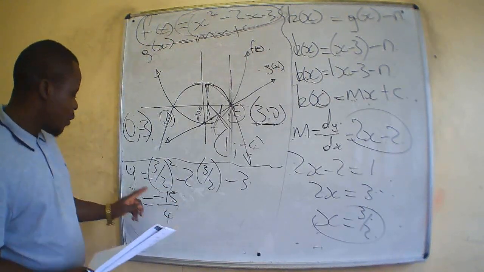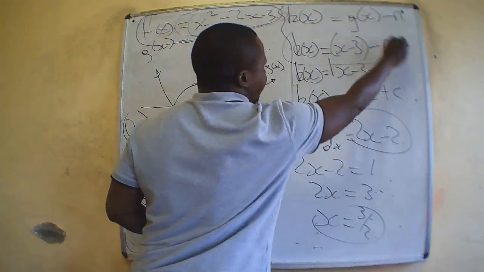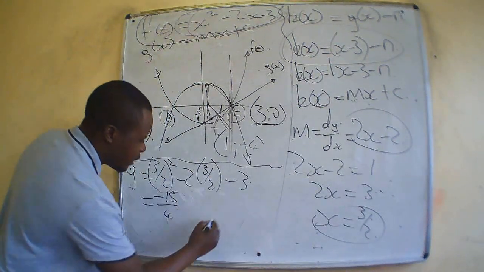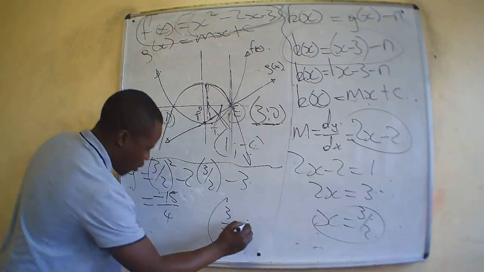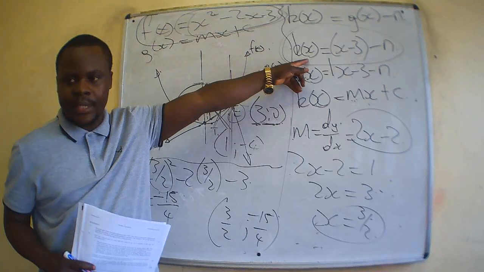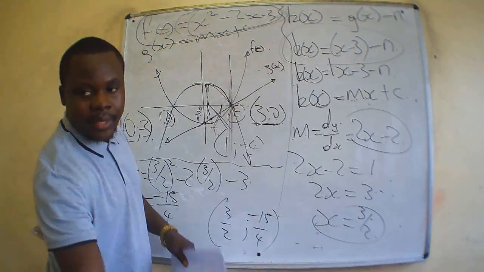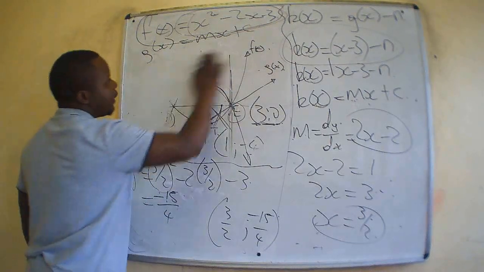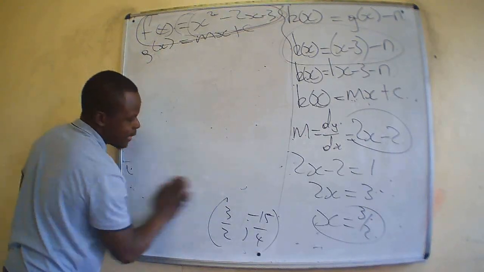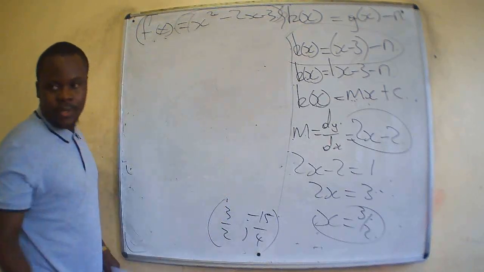So we found that the y value is this, the x value is this. This new equation passes through the same point, which is, in this case, x is equal to 3 over 2, y is equal to minus 15 over 4. This equation, k of x, is going to pass through this point. Since it's passing through this point, what do we do? Let us create space. We are going to substitute the values into that k of x.